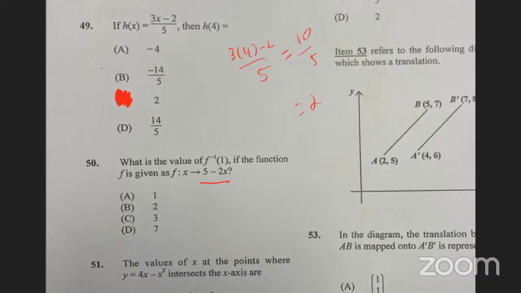What is the value of f inverse 1 in this function? So you got to find the inverse. Y is 5 minus 2x. Just make x the subject and you have the inverse, right? So you have 2x is 5 minus y, x is 5 minus y on 2. That's the inverse, right? And you want to just plug in 1 now. 5 minus 1 on 2, which is 2.